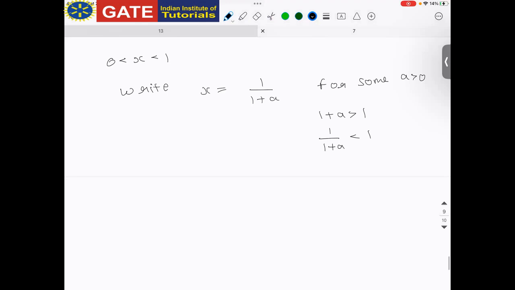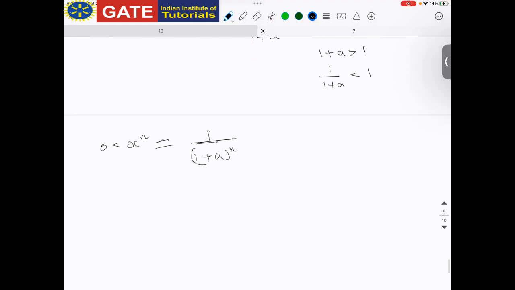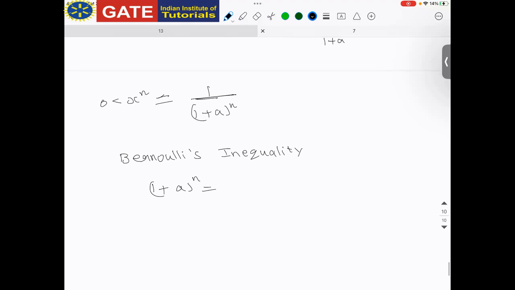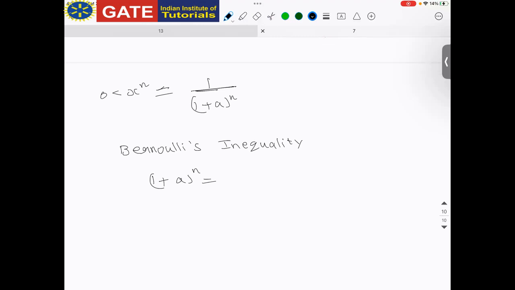Now x raised to the power n, that is greater than 0, is equal to 1 by 1 plus a raised to the power n. Now write Bernoulli inequality. 1 plus a raised to the power n is nothing but, does everyone know the binomial theorem?